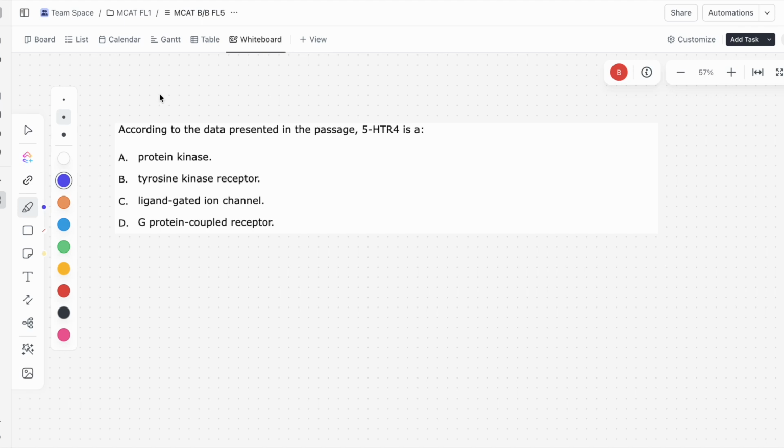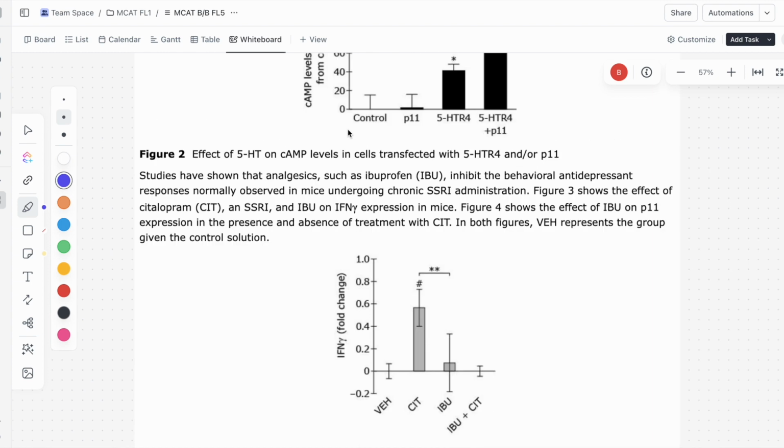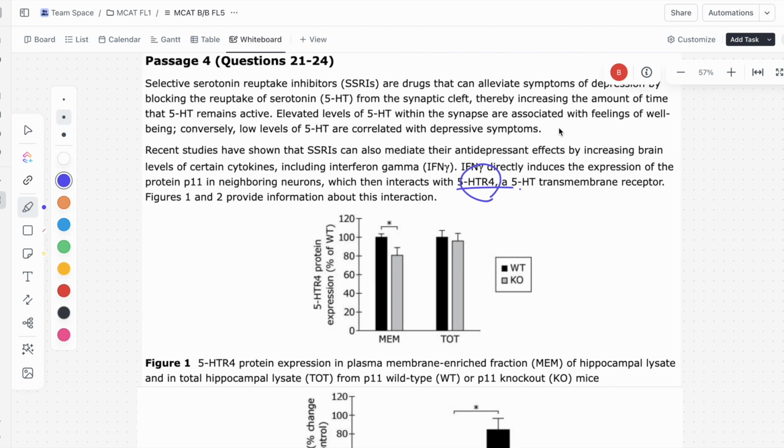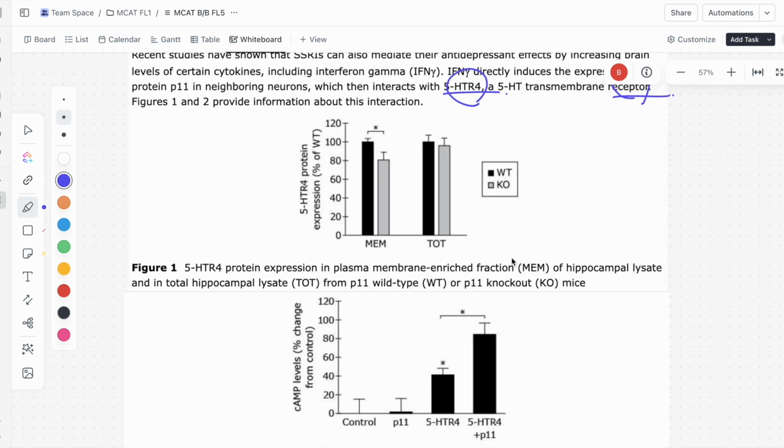This is the first question of passage 4. It says, according to the data presented in the passage, 5-HTR4 is a blank. All right, so let's take a look at what 5-HTR4 is. And we see that we have some information about 5-HTR4 here, but it doesn't exactly say what it is. All we know is that it's a transmembrane receptor.